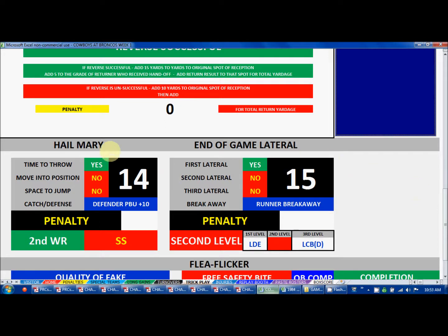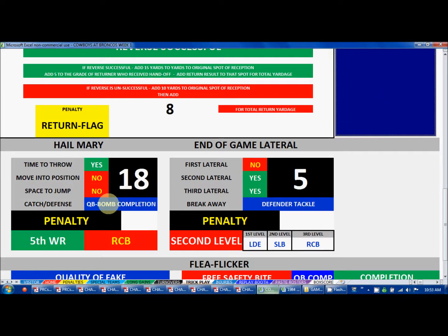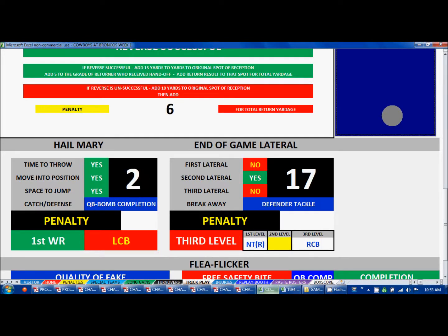If you're going to use a Hail Mary, remember you have to at least have made it to the 45-yard line or closer to try a Hail Mary, and then you just work your way through. Does the quarterback have time to throw? Yes or no. Does the receiver move into position? Yes or no. Is there space to jump? Yes or no. And then what the final result is going to be, whether it's the QB bomb completion or the defender pass broken up number, whatever is required.